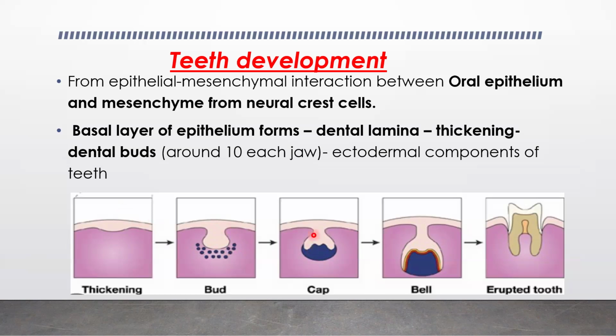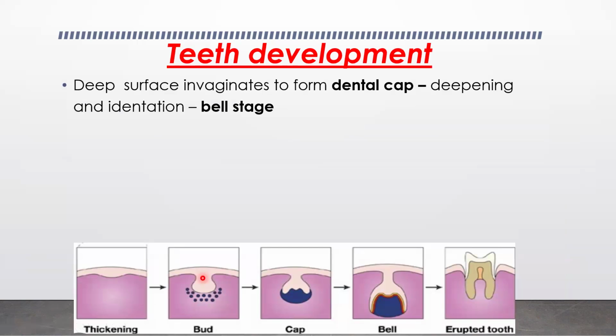So actually, what will happen now in our next slide, as you'll appreciate, is that this part of our bud will undergo deeper elongation, and especially now on the ends. So we can appreciate the ends. These are the ends of the dental bud. They will undergo indentation.